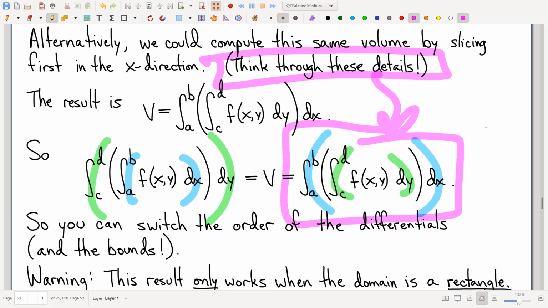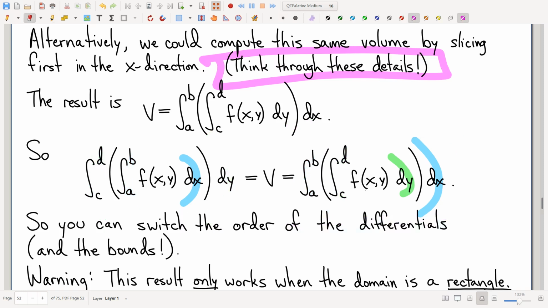Last little warning: do be careful. So here's your bounds and here's your differentials. It's an easy whoopsie to just switch the differentials, and that doesn't make any sense. You have to switch the bounds with the differentials, because after all, what are C and D? Those specifically represent values of y. Whether you're doing your y slicing first or your y slicing second, those C and D are y values. And it only makes sense for them to be connected in an interval to the y differential. So you've got to be careful with that.